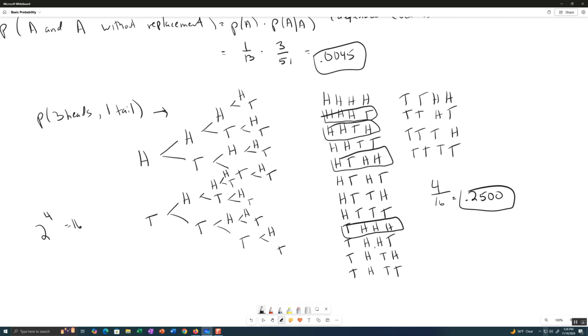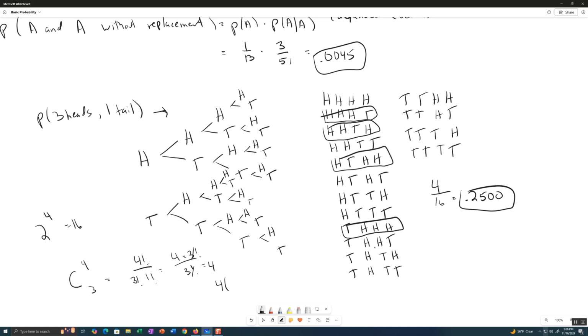Can you do it another way? Like if I do combinations. So I want 3 heads. So I have 4 trials. Choose 3 heads. This would be 4 factorial over 3 factorial, 4 minus 3, which is 1 factorial. So it gives me 4 times 3 factorial over 3 factorial times 1. So that would give me 4.